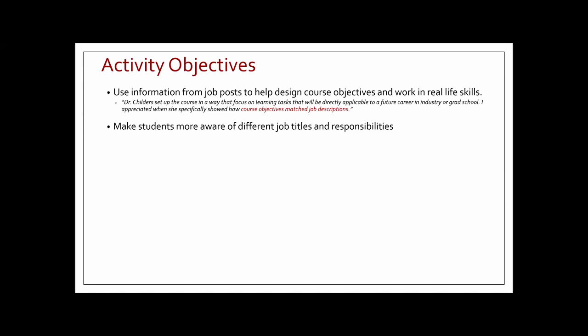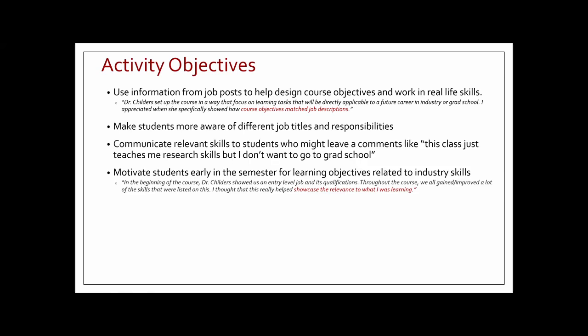Again, a second goal is to bring up different job titles, because if you search for biomedical engineering, you don't often get all the biomedical engineering jobs. But it also can communicate the relevance of skills to the students. The first time I taught my upper level lab course, I got some comments like, this class just teaches me research skills. I don't care about that. I want to go into industry. So now I'm intentionally and directly linking that even as an engineer in industry, you still need to have these research skills, right?